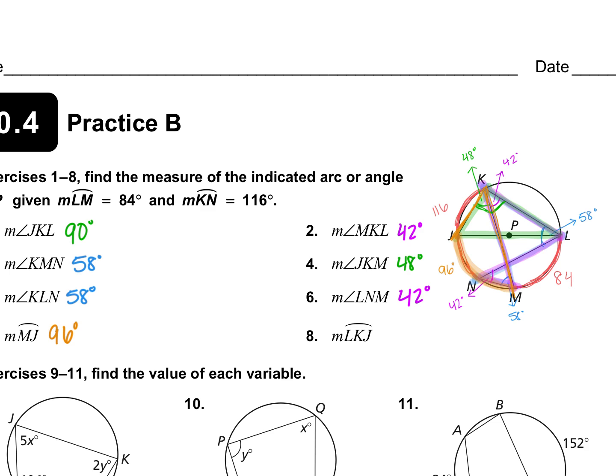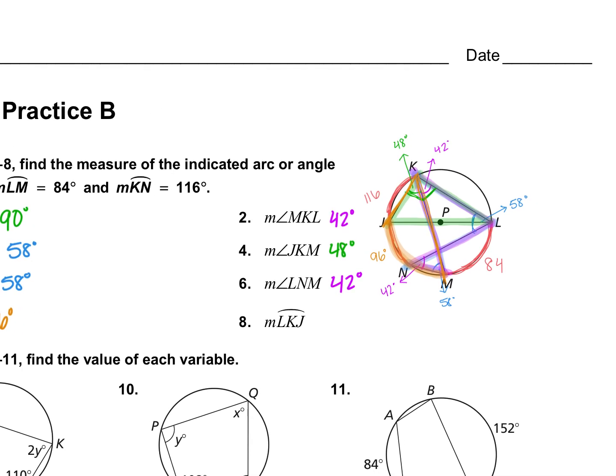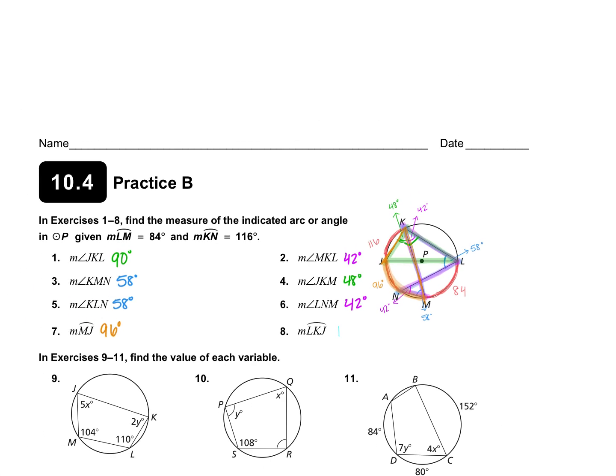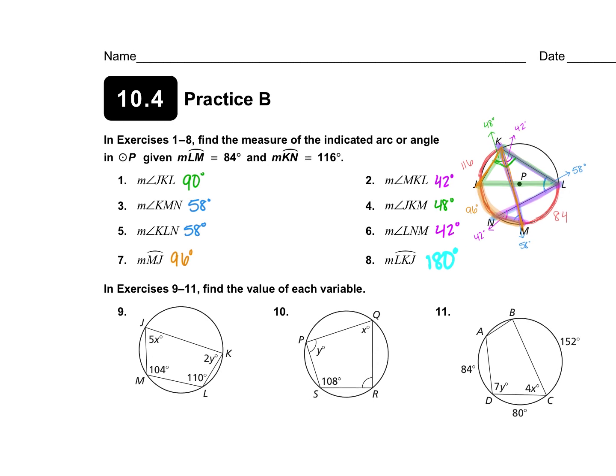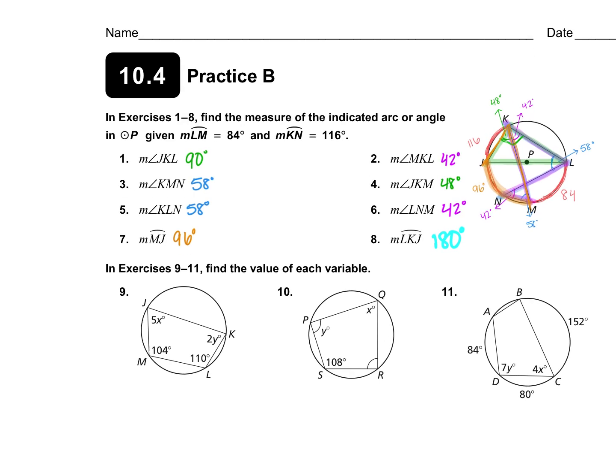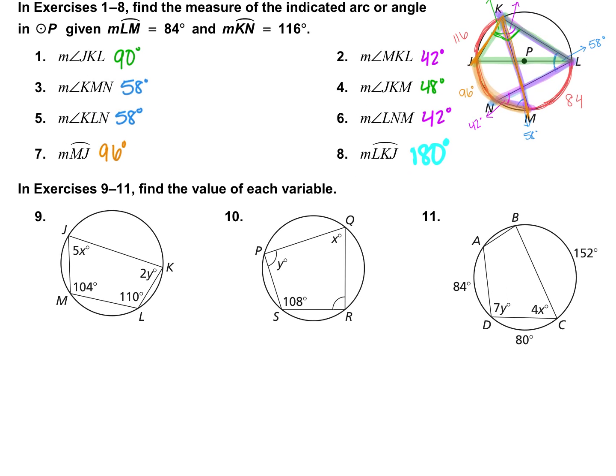Looking at the measure of LKJ. 180. Good, this is arc LKJ, and yes, this would be 180. All right, any questions on 1 through 8? All right, next, 9 through 11.